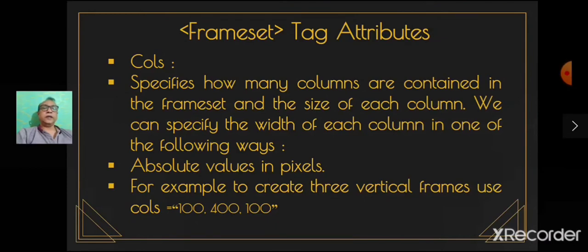Now we shall see the FrameSet tag attributes. The first attribute is cols. It specifies how many columns are contained in the frameset and the size of each column. We can specify the width of each column in one of the following ways. The first one is absolute values in pixels. For example, to create 3 vertical frames, use cols equal to, in double quotes, 100, 400, 100.